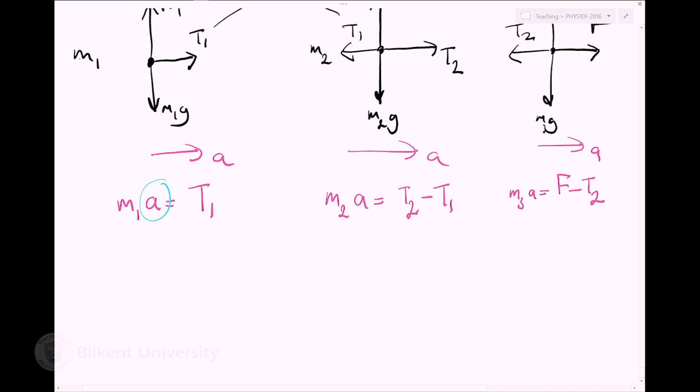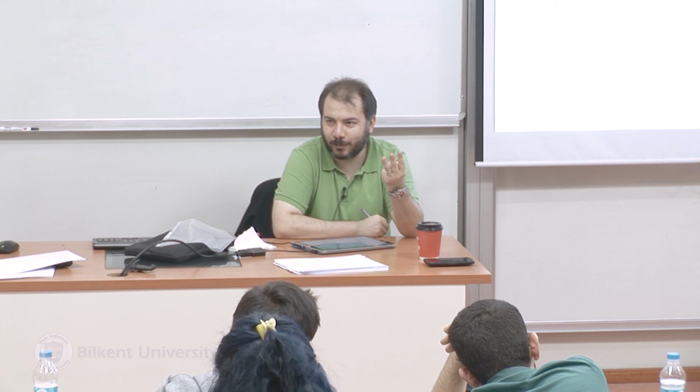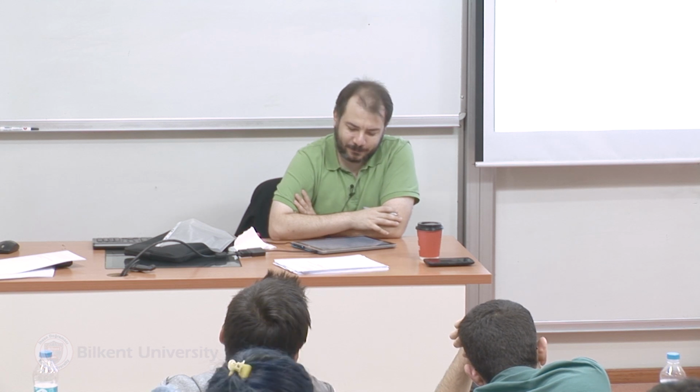A is an unknown. So 1. T1 is an unknown. And T2 is an unknown. So I have 3 unknowns in my problem. How many equations do I have? 1, 2, 3, which means I can actually solve for all the 3 unknowns. I can determine all the 3 unknowns. And in this case, it's going to be simple.